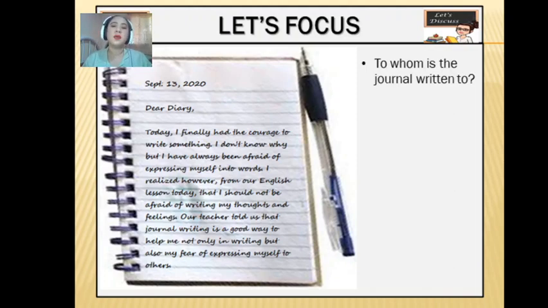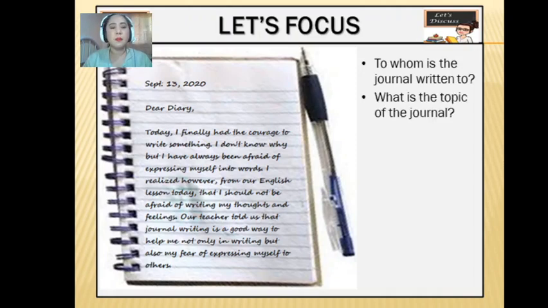So to whom is the journal written? We can see here that it is addressed to the diary, or Dear Diary. The word diary here is an archetype or a symbol of yourself. So basically, the journal entry is talking to yourself.